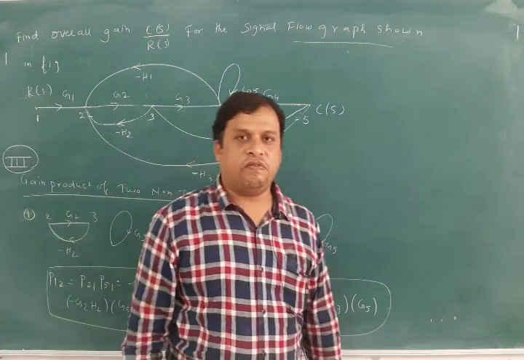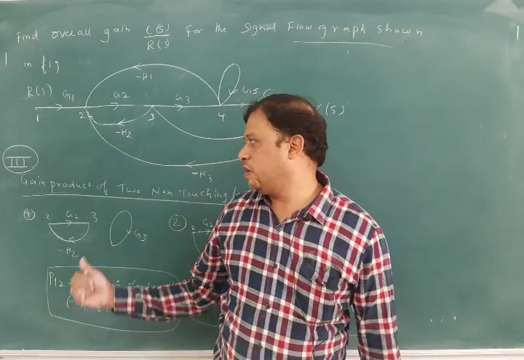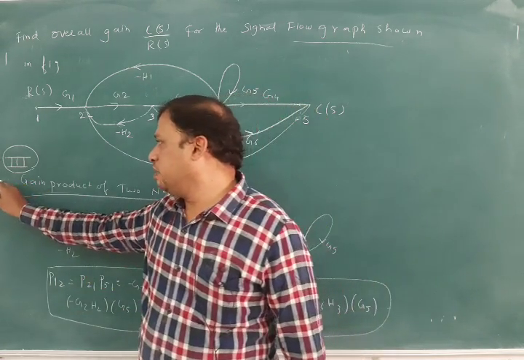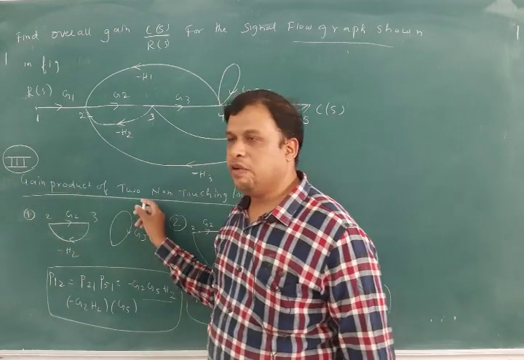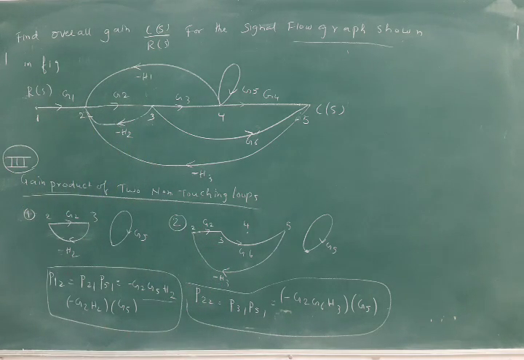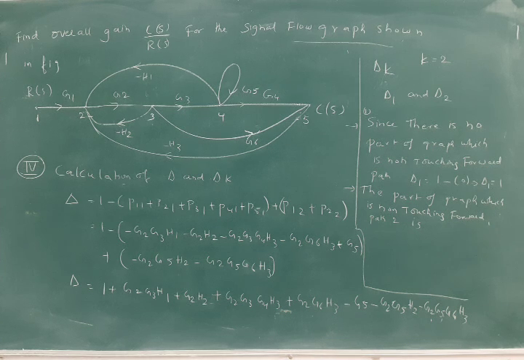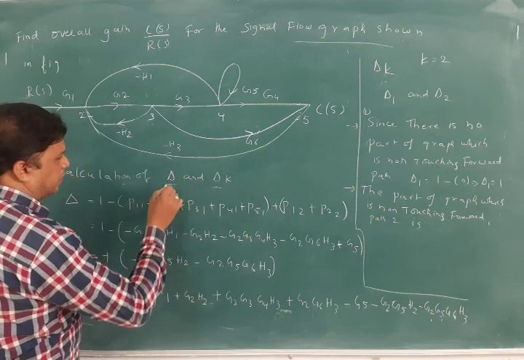So in the first step we found the forward paths, the number of forward paths. The second step was finding the individual gains, and the third step is finding the gain product. Okay, now we will go to the fourth step. So students, this is the fourth step: calculation of delta and delta K. After that we have one more step, the fifth step.